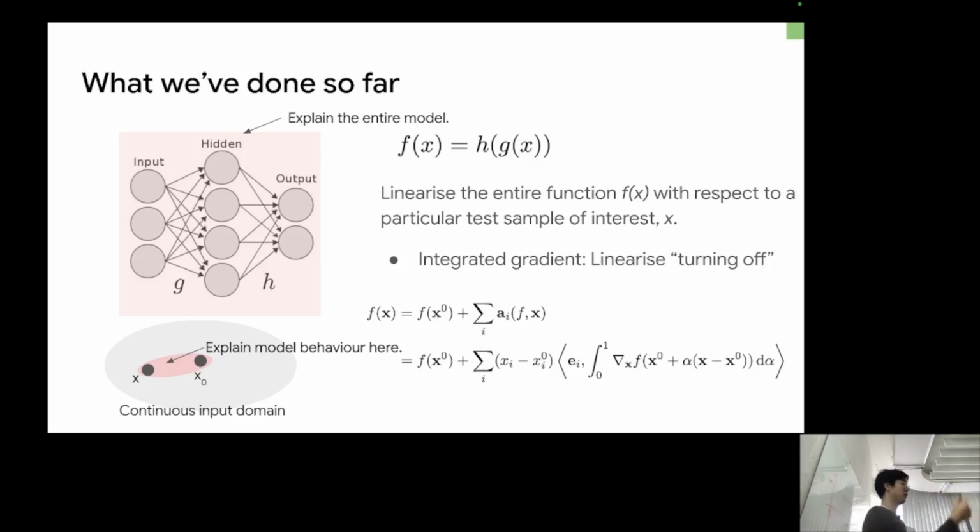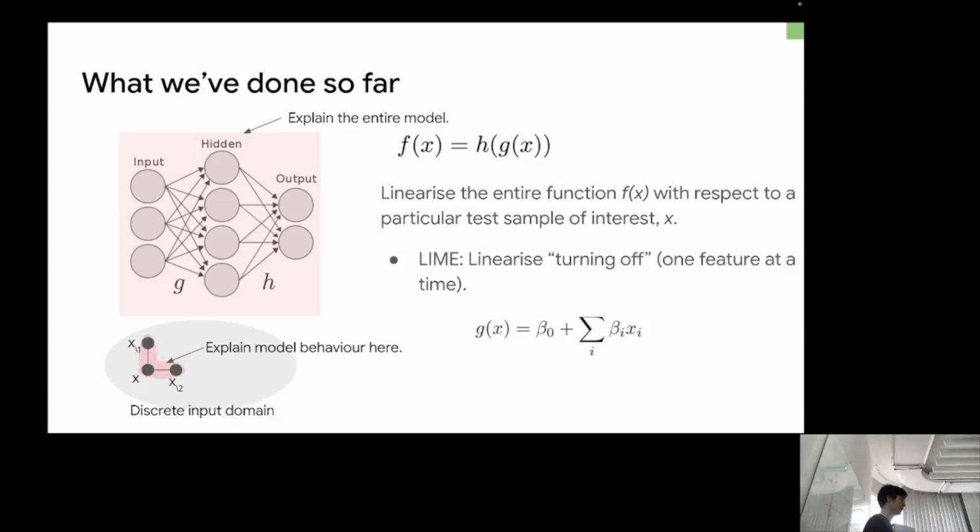And when some of the features are not present, you basically leave this term out of the summation. And in that sense, this is a linear function as well of a binary variable of whether you're including this feature or not. And that's what integrated gradient is trying to do. Okay, is it clear?